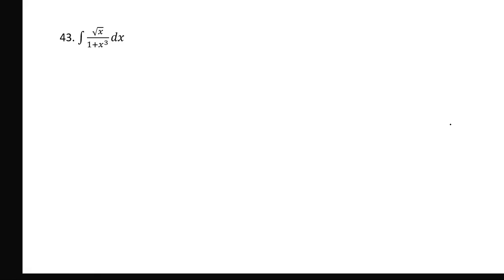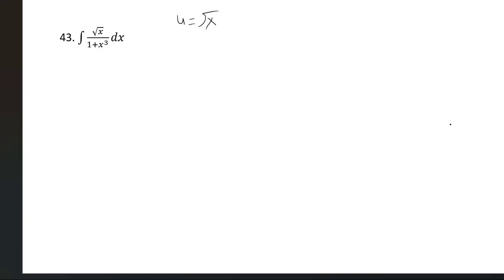What can we let u be, though? Maybe let's let u be the square root of x. Okay, that's a chance for something to happen, because if we let u be x cubed, or even 1 plus x cubed, du would be 3x squared dx. That'll be really hard to represent the square root of x, but we can exponentiate this u equals square root of x definition to make things a little nicer, maybe.